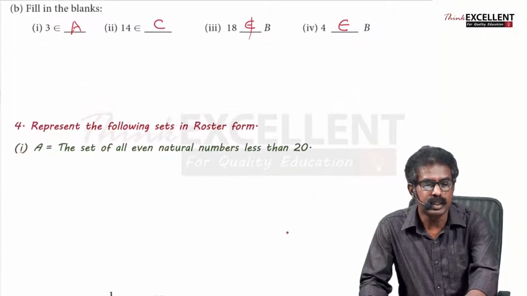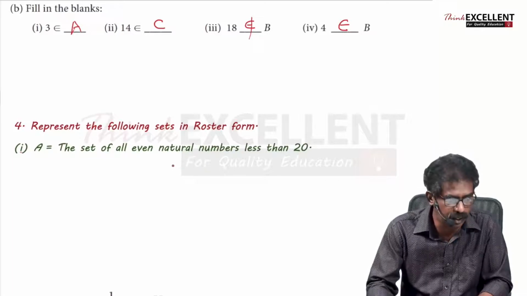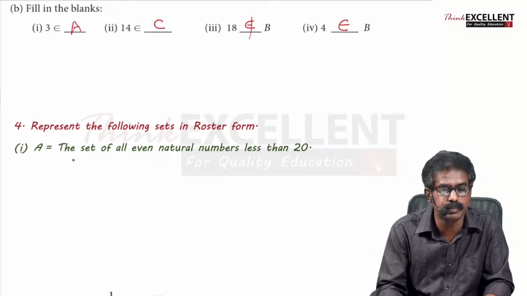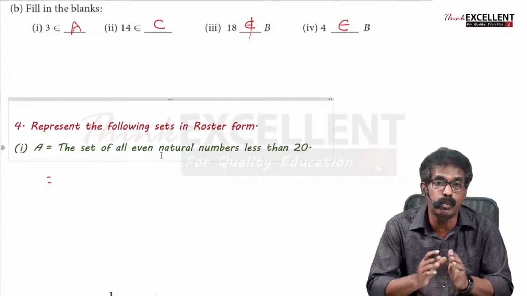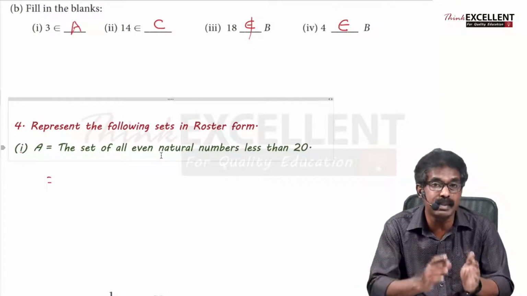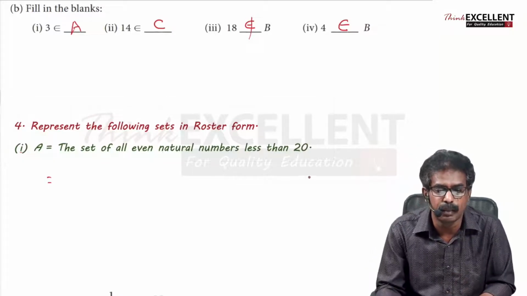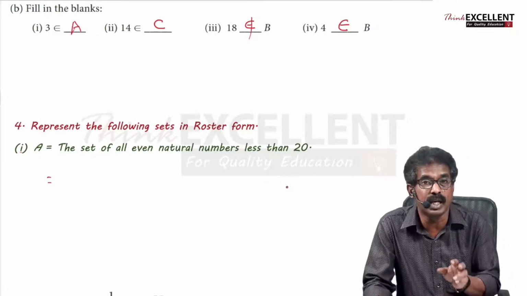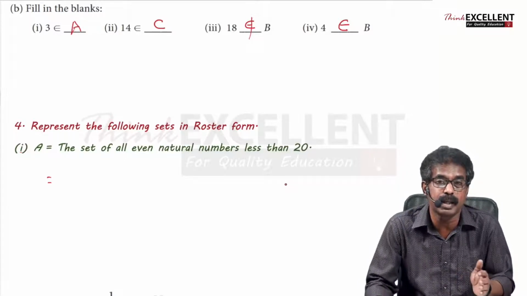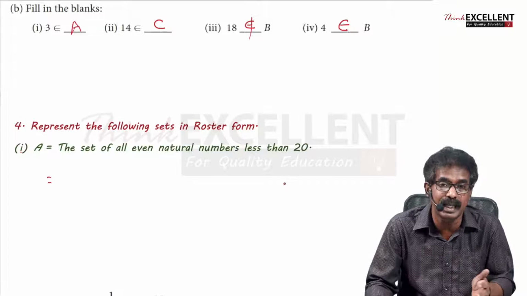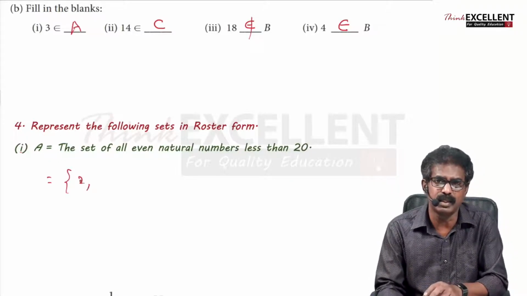See the fourth question, represent the following sets in roster form. Set of all even natural numbers less than 20. Natural number means starting from 1, 1, 2, 3, 4, etc. But even natural number means 2, 4, 6, 8 like that. But here less than 20, you cannot take 20. Less than 20, before 20, what is the even number? 18. So write up to 18. So it is only up to 18, so don't put etc.